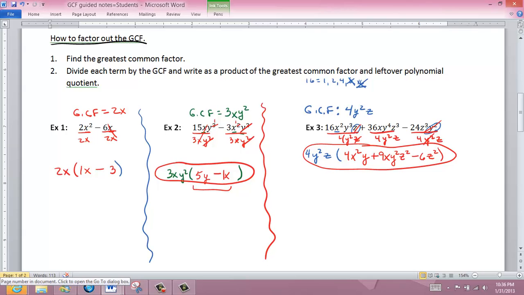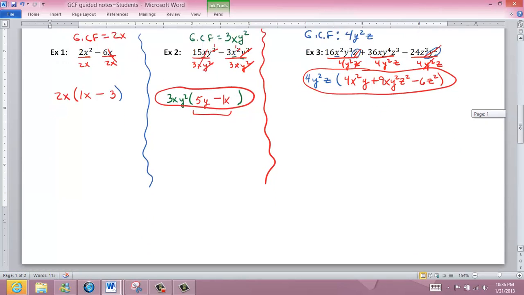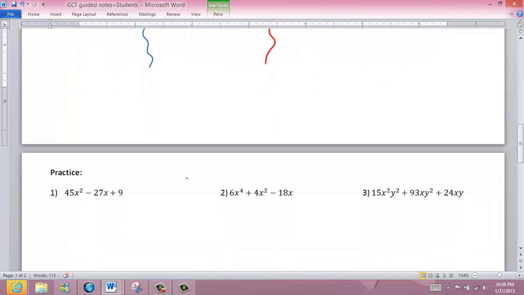Okay, remember, you always pull out the smallest variable expression or exponent for the variable. Okay, that is critical to know and understand. Hopefully this helped you enough to go ahead and attempt the practice problems in order to be prepared for class tomorrow.